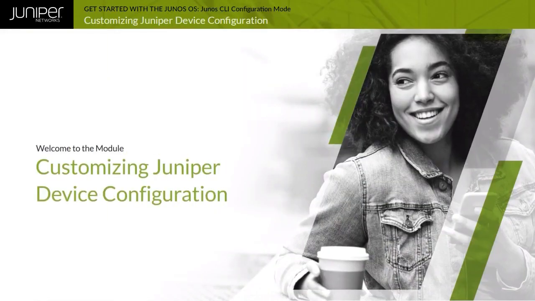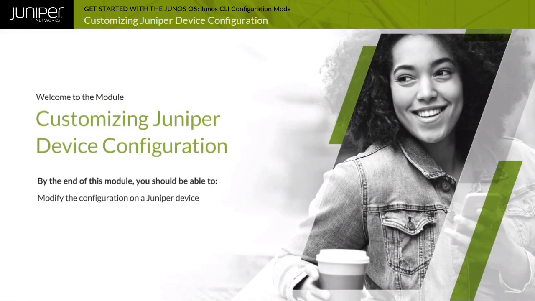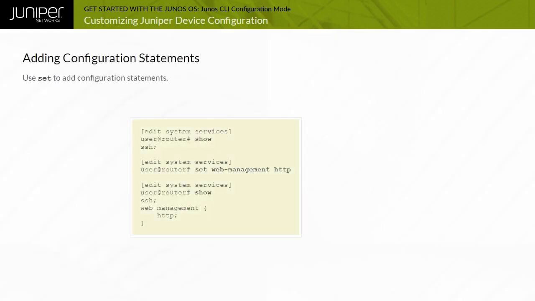Welcome to the Customizing Juniper Device Configuration module. By the end of this module, you should be able to modify the configuration on a Juniper device. Use set commands in the CLI configuration mode to modify the candidate configuration.